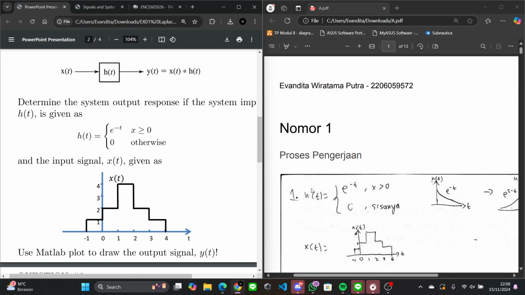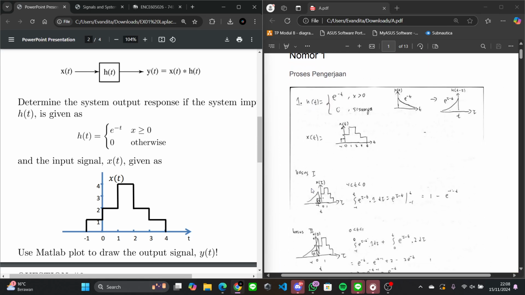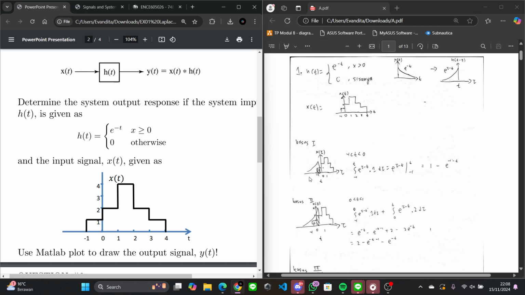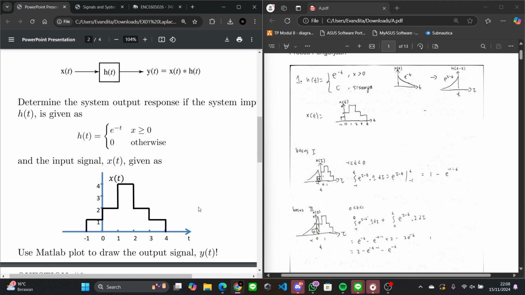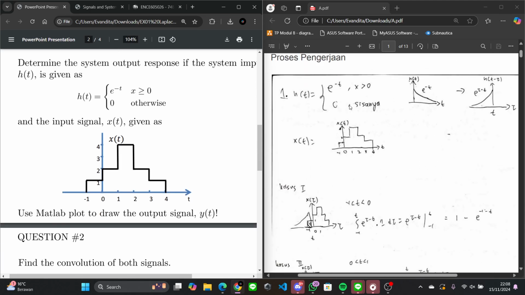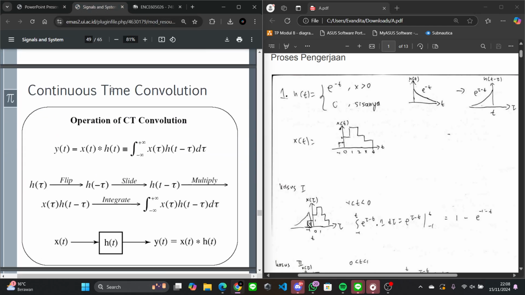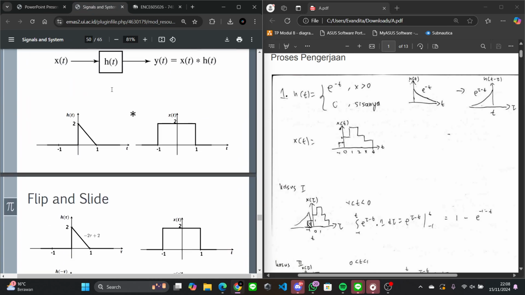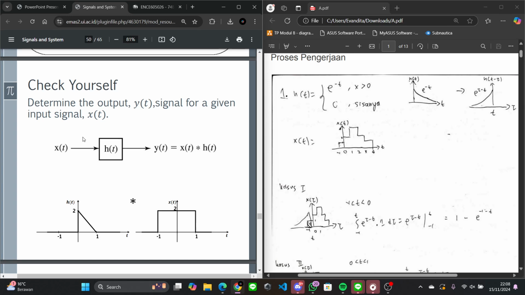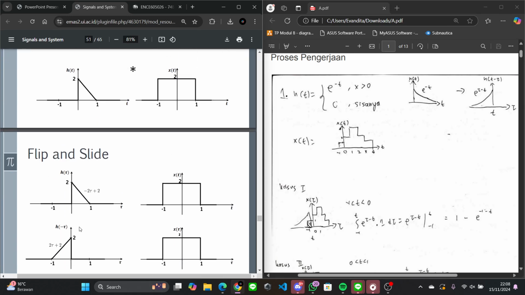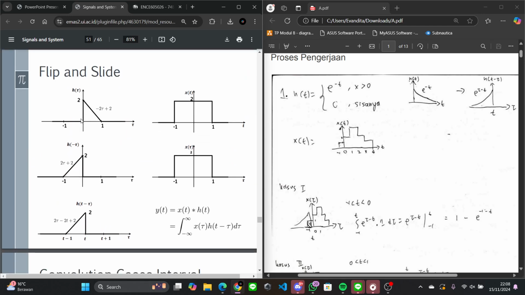So I'm going to explain my answer. Here we have the original system, this one. First, we can see that we need to do some operation. Here's an example of how to do it. Let's say we have this function, which we can call h(t), and we need to convert it into h(t minus tau).